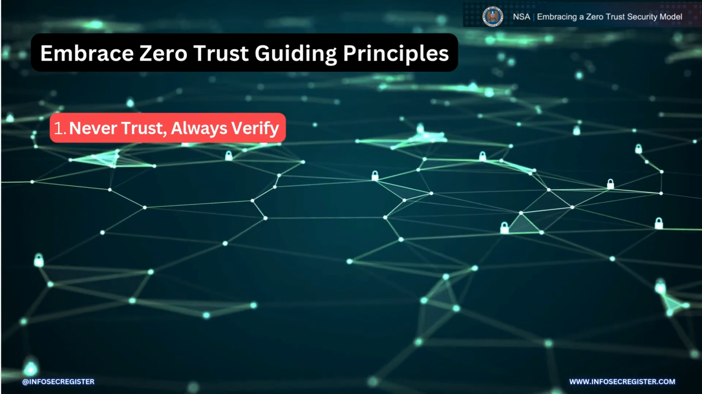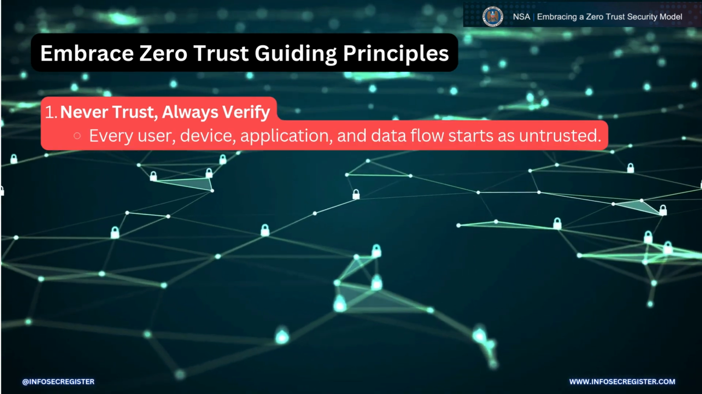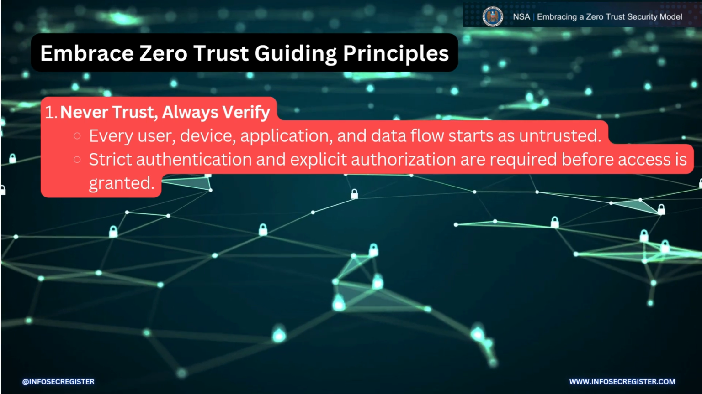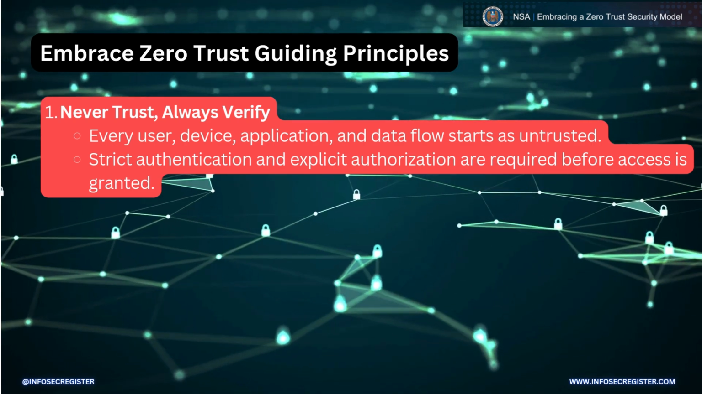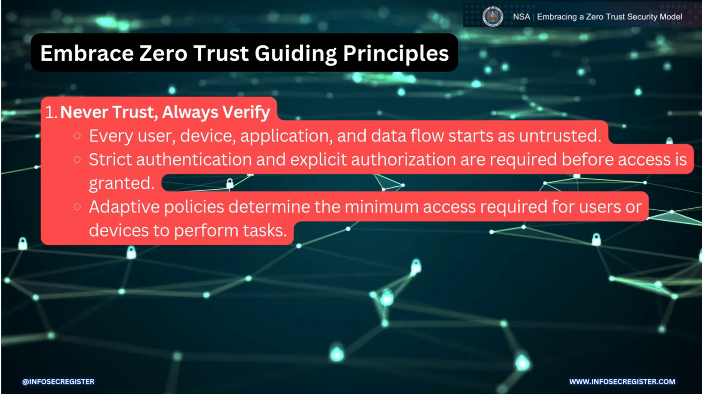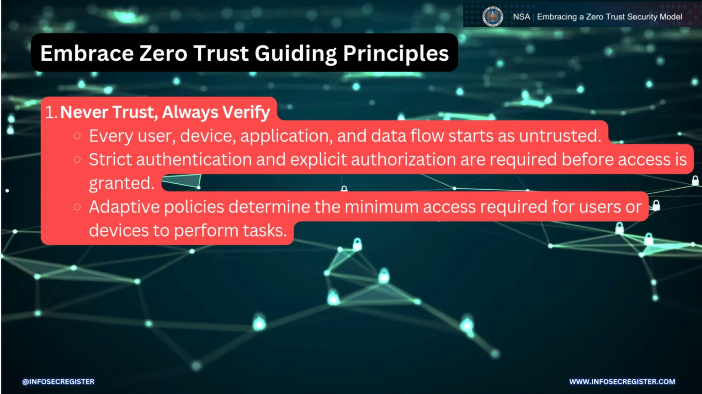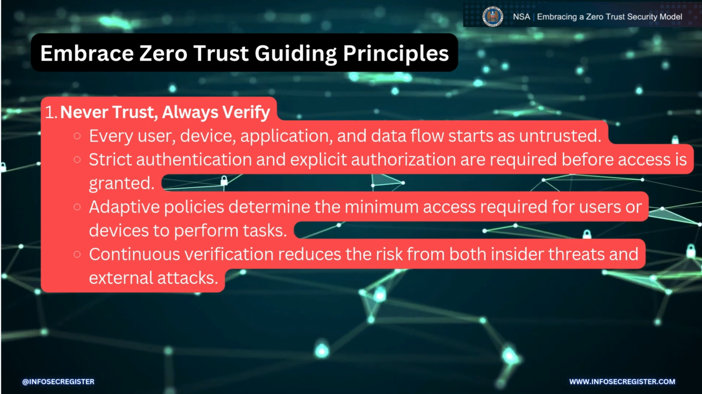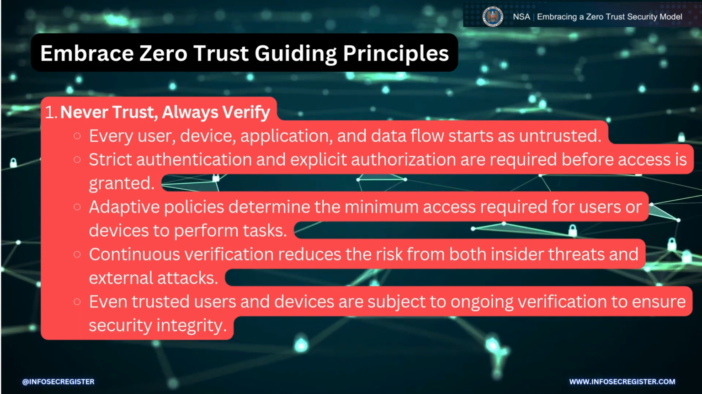Never trust, always verify. At the heart of Zero Trust is the principle of treating every user, device, application, and data flow as untrusted by default. This means that regardless of whether an entity is inside or outside the network perimeter, it must be authenticated and explicitly authorized before gaining access to resources. The focus here is on dynamic security policies that determine the least privilege necessary for users or devices to perform their functions.